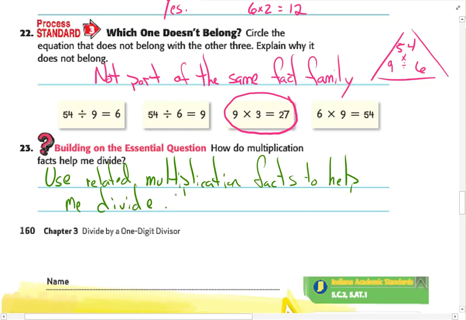And this will make more sense and be more helpful as we continue on with our next lesson, in which that will be actually dividing 2-digit dividends, right? So this is 3.1. Hopefully this helps. Let me know if you have any questions.